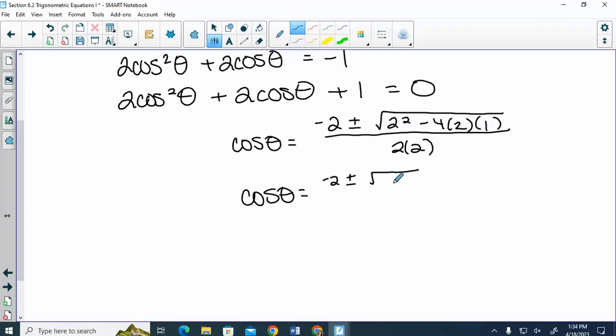What do we get under the radical? And you get 4 minus 8, which is -4. What's the square root of -4? 2i. Can our trig functions equal imaginary numbers? No, so what does that mean? See, it wasn't so bad.